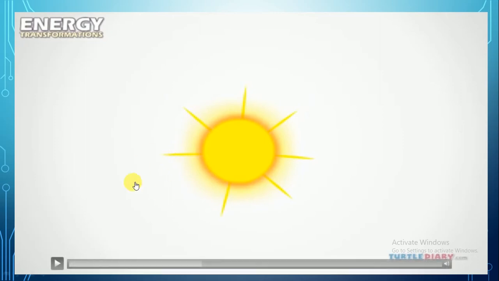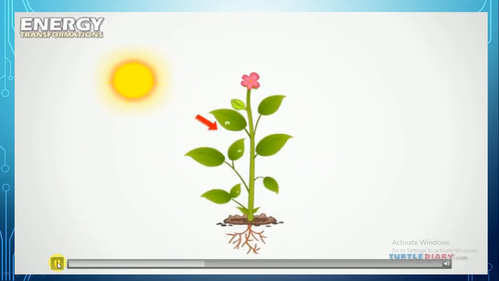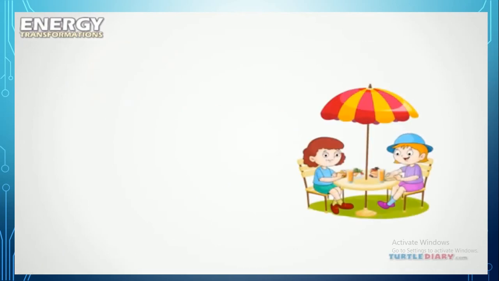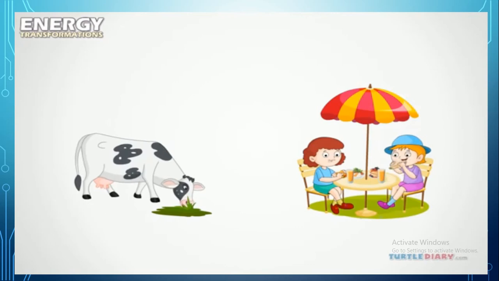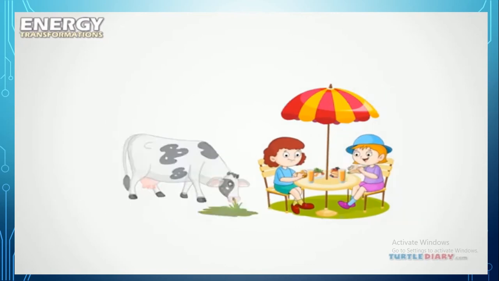Again, Allah subhanahu wa ta'ala created the sun to give us energy. Excellent. So the sun is the main source of energy on Earth. Plants use sunlight to make their food. So this plant uses light energy from the sun to make food. Then people and animals eat the plants and get energy from them. People also eat animals which eat the plants.